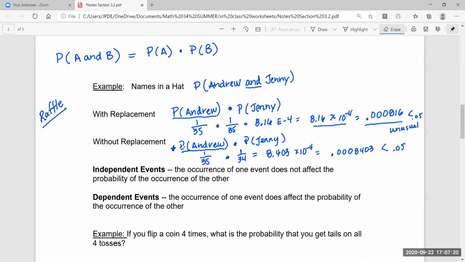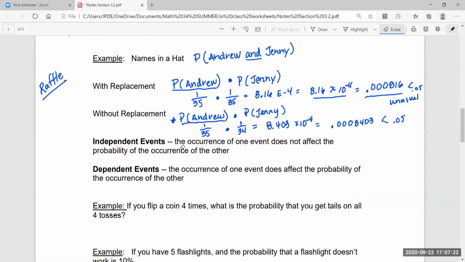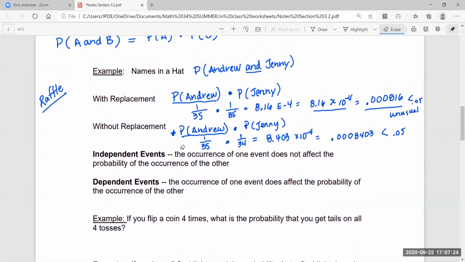All right, so the next thing, and you can see there's a lot of terms, but we're going to be connecting them. If we're talking about independent versus dependent events, when you have independent events, the occurrence of one event does not affect the probability of the occurrence of the other, which sounds like a lot of words. This is the replacement situation.